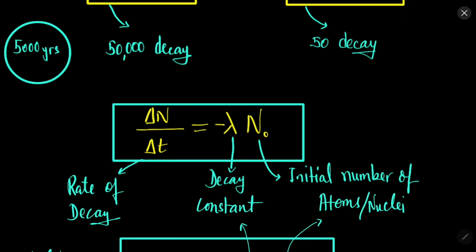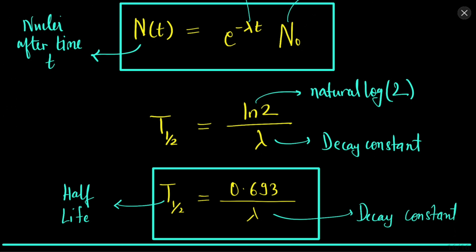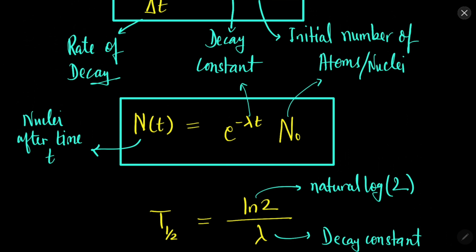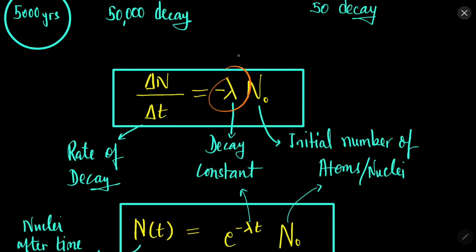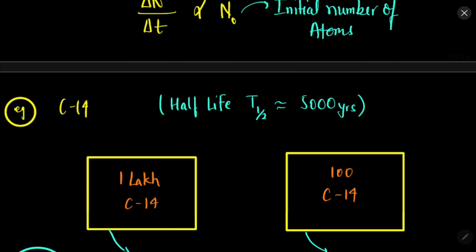So these are the few formulas. If you need to find half life, use this. If you need to find the number of nuclei after time t, use this formula. The decay constant can be found out by these formulas. So this is radioactivity.